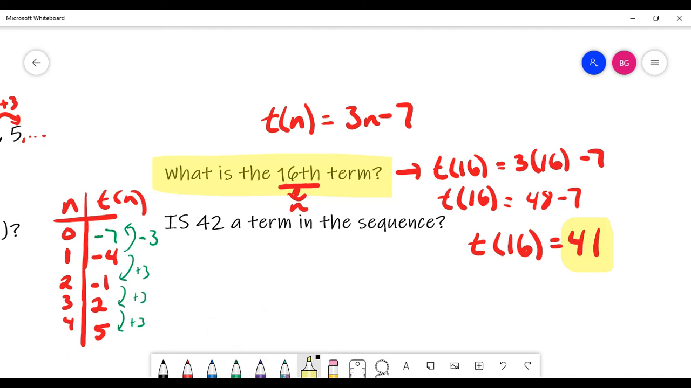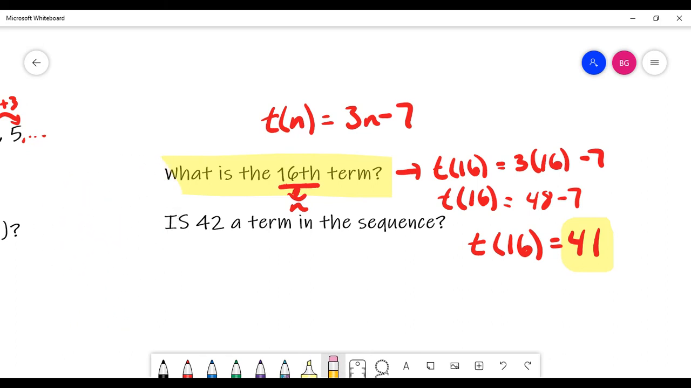All right, so here's the last question I have for this problem. I'm going to erase this so I have a little more room. We're going to answer this last one right here. I'm going to put a blue star next to it. Is 42 a term in the sequence? All right, so what this means is it's telling us 42 is a term.